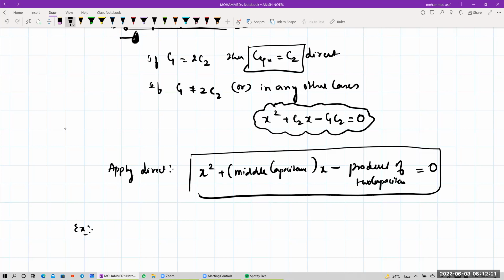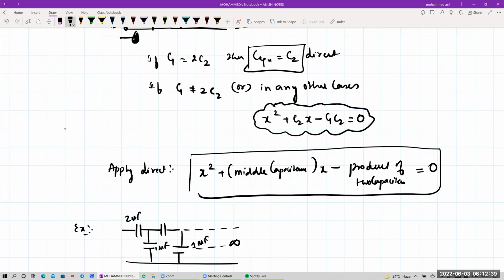Suppose it is given like this: a capacitor here, a capacitor here, going up to infinity, and down there is one capacitance here, one capacitance here, going up to infinity. Say this is 1 microfarad, this is 1 microfarad, this is 2 microfarad, this is 2 microfarad. Now, is C1 equal to 2 times C2 or not? Yes, sir. If this is C1 and this is C2, is C1 2 times C2? Yes, sir. Then what will the equivalent capacitance be, sir?